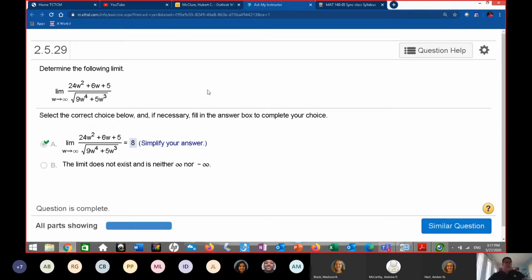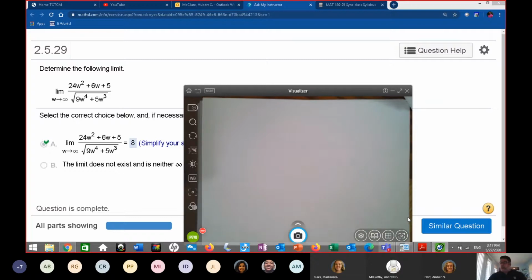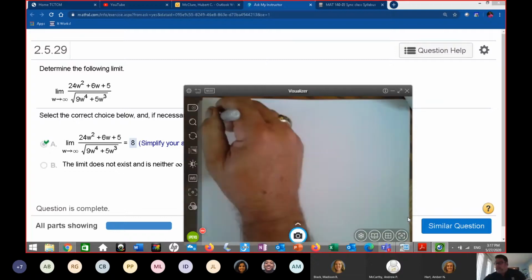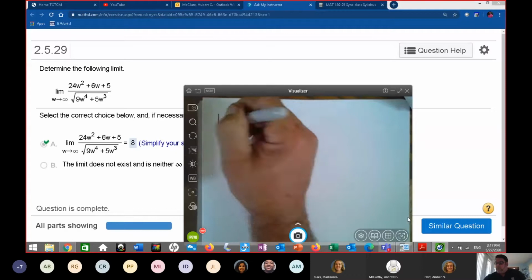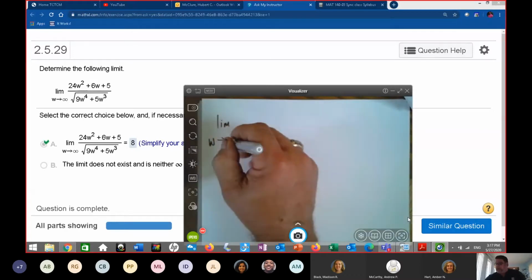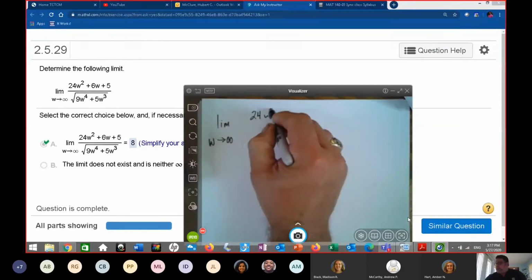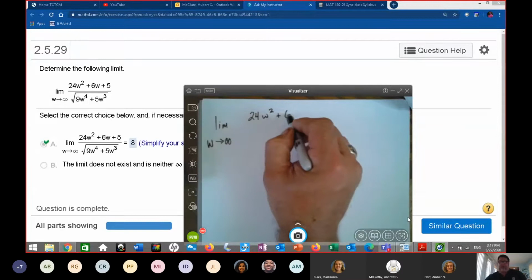So, limit as w approaches infinity of 24w squared plus 6w. I'm going to write it down and let y'all work on it for a second. Somebody count in your notes.